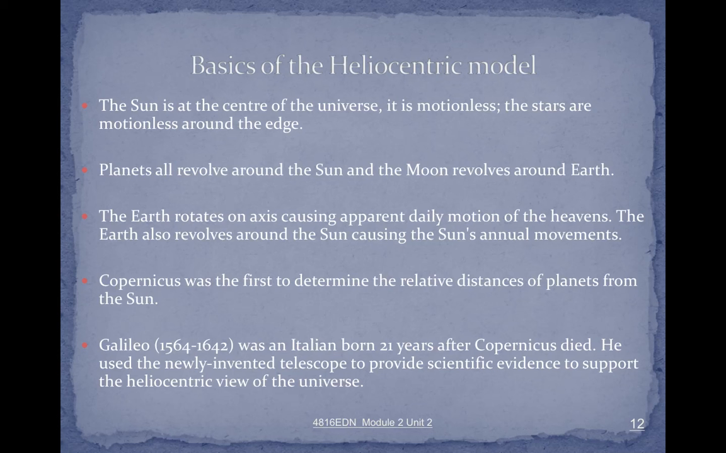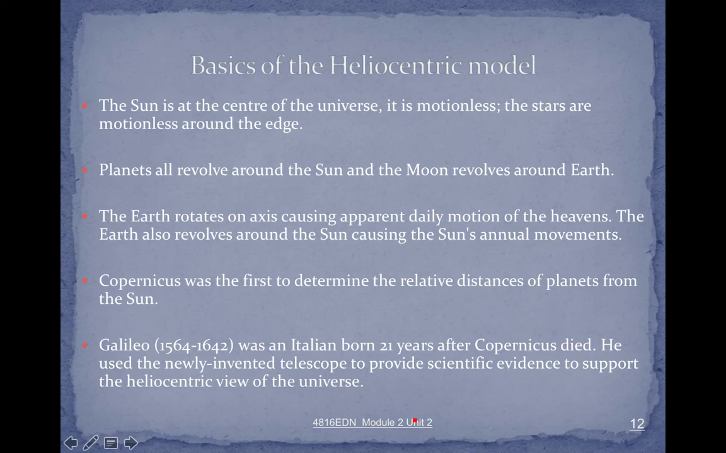And now we know with advances in technology, we can have satellites and various types of astronomical developments, which we can actually now say, well, there we are, there's the Earth, there's the Sun, there are the planets. So the Sun is the center of the universe, it is motionless, and the stars are motionless around the edge. The planets all revolve around the Sun, and the Moon revolves around the Earth. We know the Earth rotates on its axis, giving us our day and night. And the Earth also revolves around the Sun. That takes 365 days, and we get our different seasons.